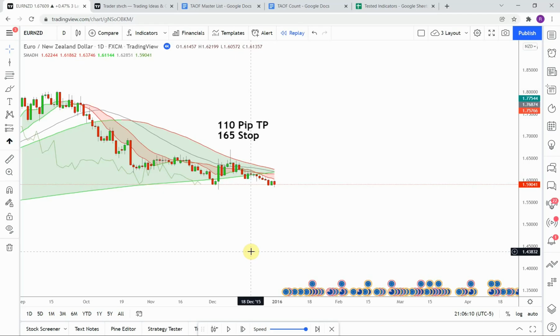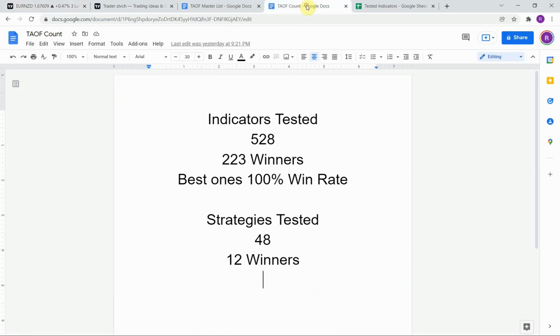Alright, as I said, today we will be testing the simple moving average double helix. Before we do though, I wanted to put the testing scoreboard up for everyone to see. So to date, we have tested a total of 48 different strategies, with 12 of them being profitable. We have also tested a total of 528 indicators, with 223 of them being winners. The best ones so far were able to achieve a 100% win rate.